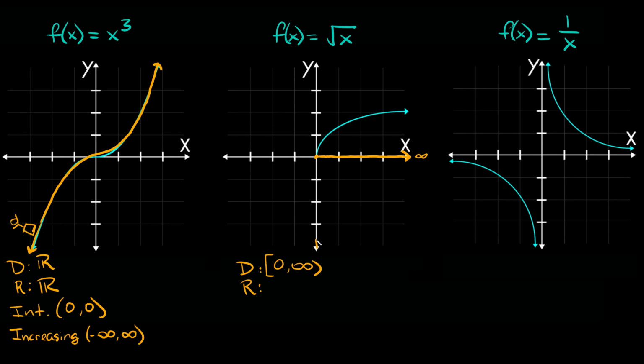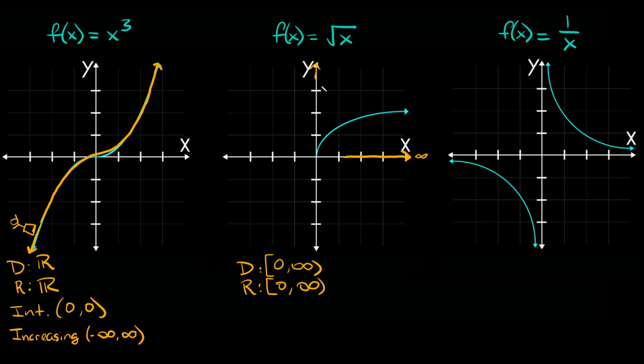If we start down here in the negative space, we don't have a square root function anywhere. But once we hit the origin and then continue up that way, you can see that we have this function over here. So the range also starts at 0, and then it goes towards positive infinity. So it's the same thing for both of them.